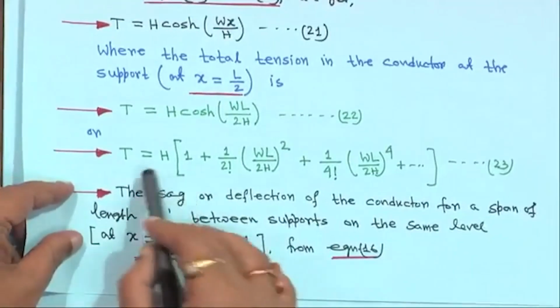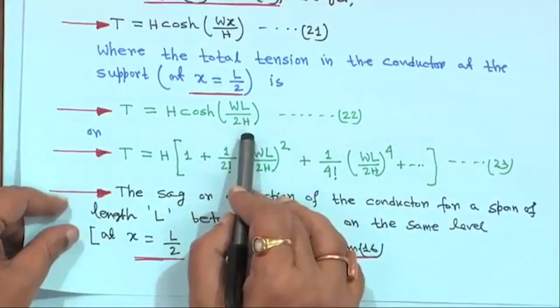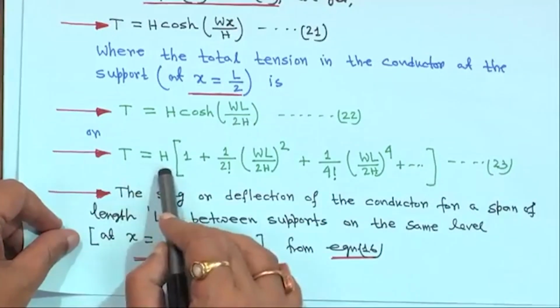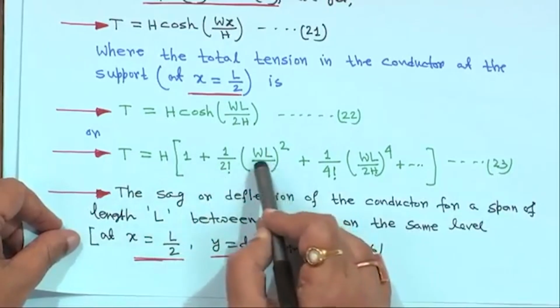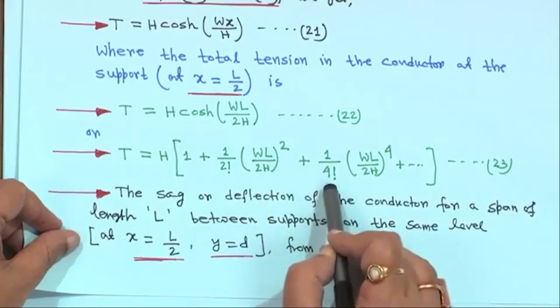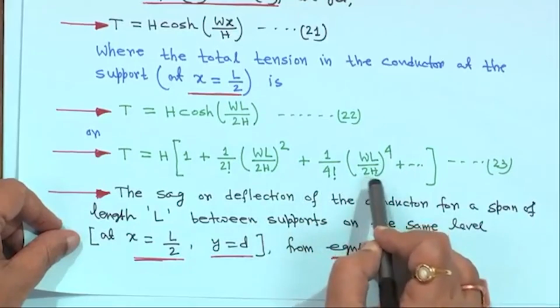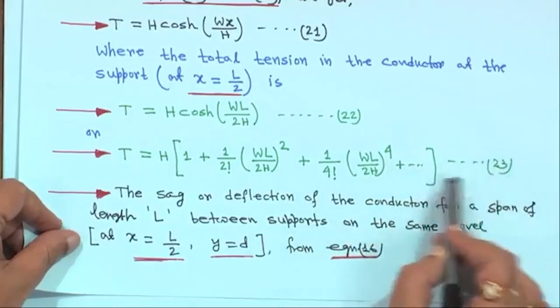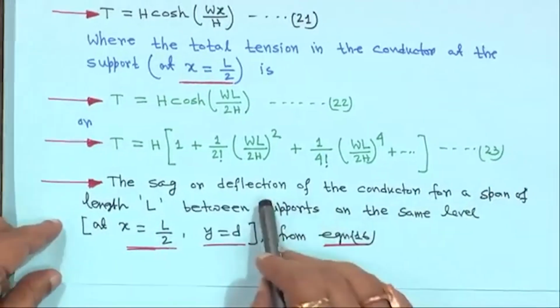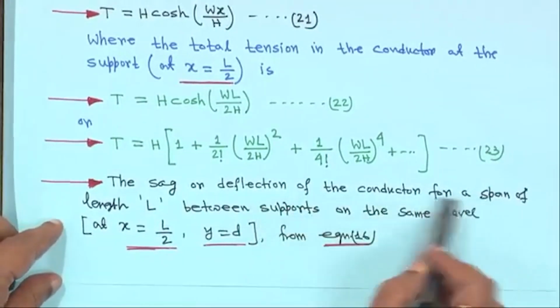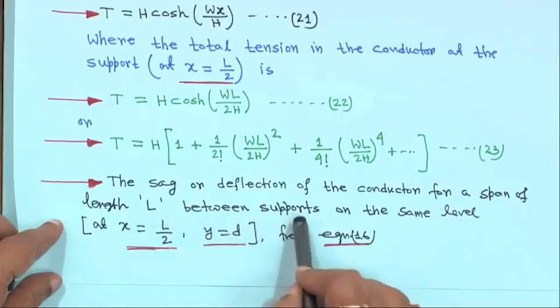Now, if you expand this cos hyperbolic W L by 2 h in series, it will be t is equal to h, then 1 plus 1 upon 2 factorial, then W L upon 2 h whole square plus 1 upon 4 factorial W L upon 2 h to the power 4 plus higher order terms and so on. This is equation 23.